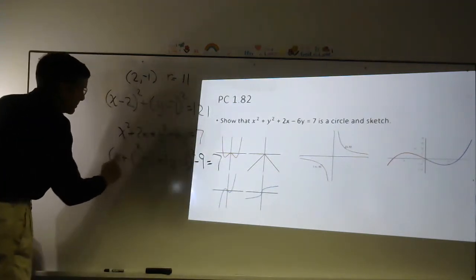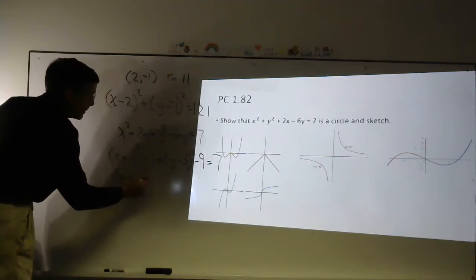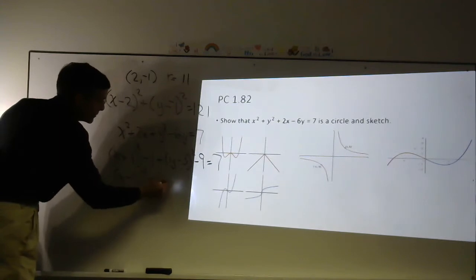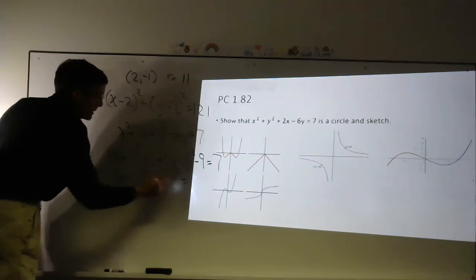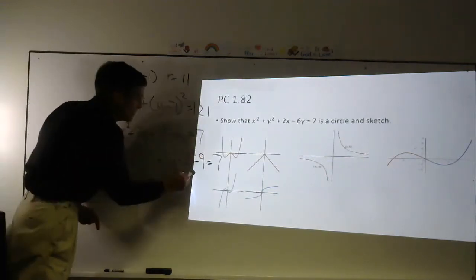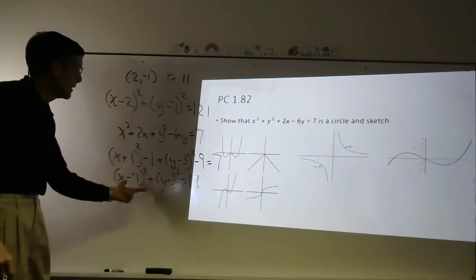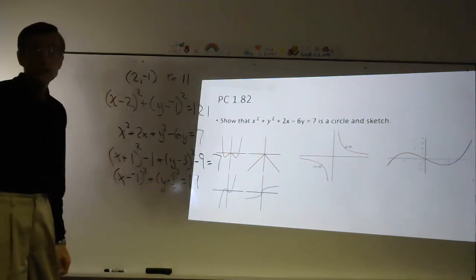I'm going to write this as a minus. X minus negative 1, yeah, plus y minus 3. Negative 1 and negative 9 is negative 10. I'll add it to the other side. This becomes 17. I have it now in x minus h, y minus k equals r squared.